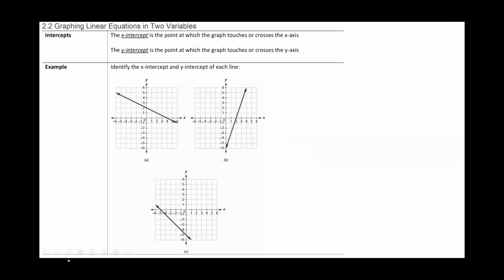Now we're going to start talking about different ways of graphing linear equations. So first off, a linear equation is any equation that has a y and x in the first degree. In a linear equation, it can take on a couple of different forms. It can take on the form of ax plus by equals c, where x and y both have an exponent of 1. You can also have y equals mx plus b, where once again, the x and y have an exponent of 1.